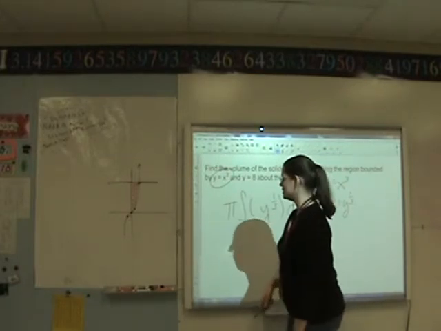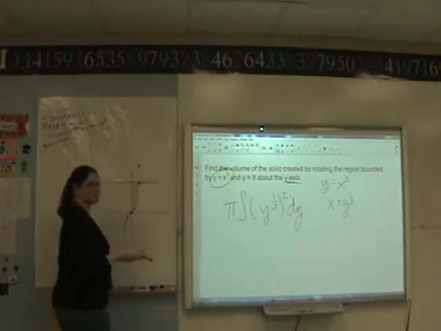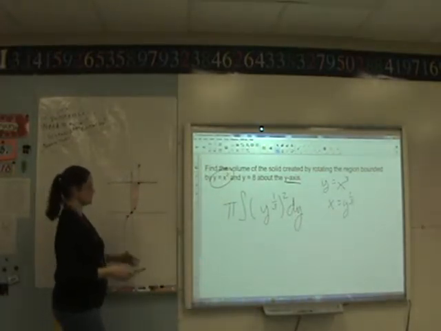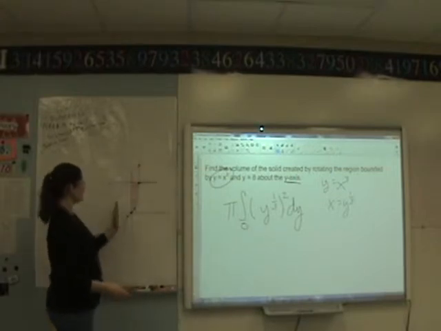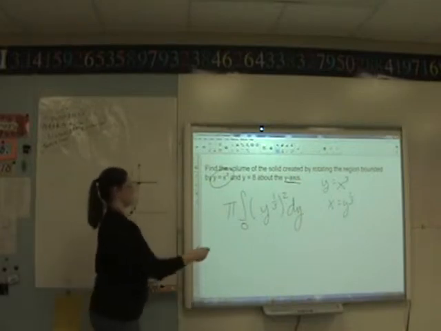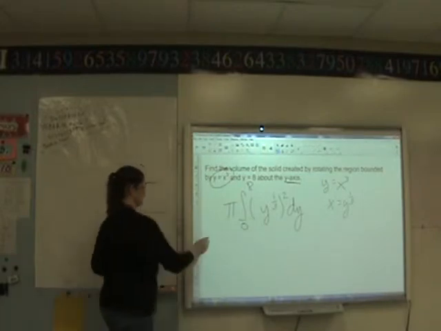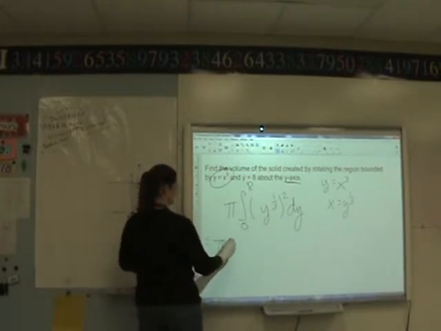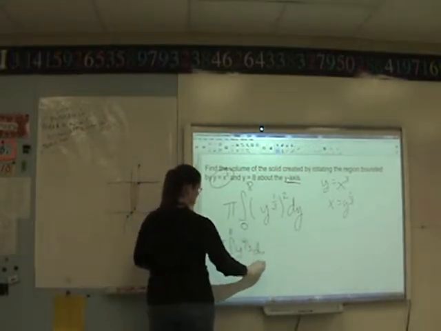And then my limits of integration. Where am I starting and where am I stopping? I'm starting at 0. And then do I say 8 or do I say 2? 8 or 2? 8, because that's the y value. And that's how we're setting that up. We're going to go ahead and square it out. Y to the 2/3 dy.